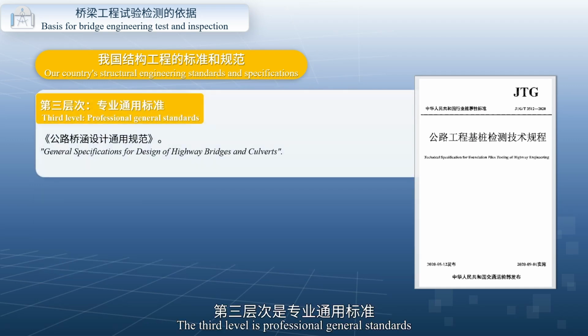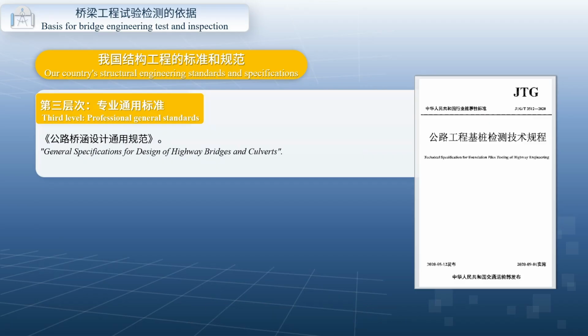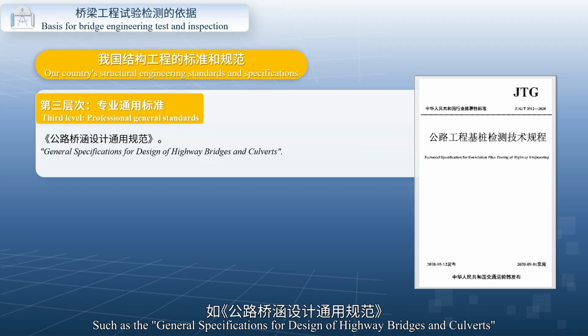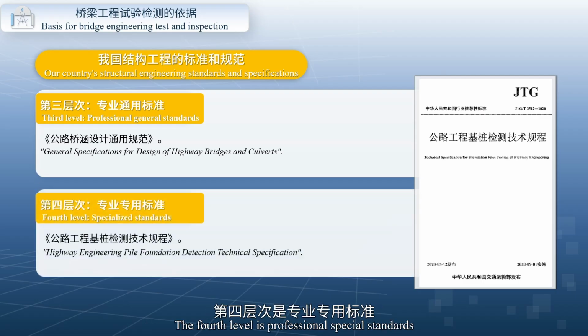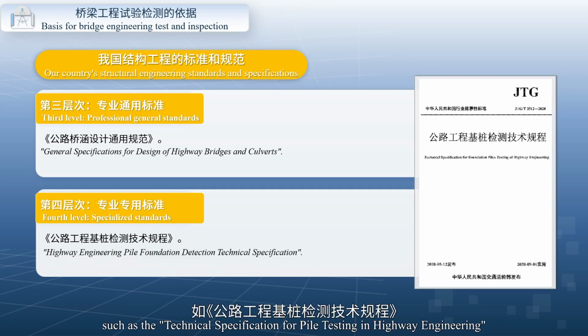The third level is professional general standards, such as the general specifications for design of highway bridges and culverts. The fourth level is professional special standards, such as the technical specification for pile testing in highway engineering.